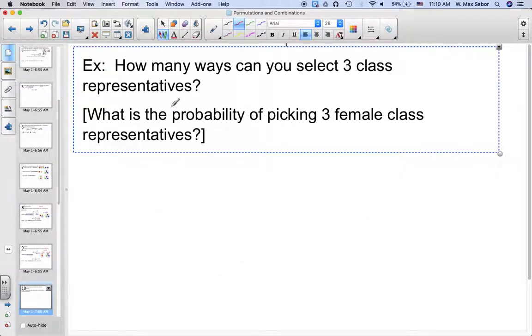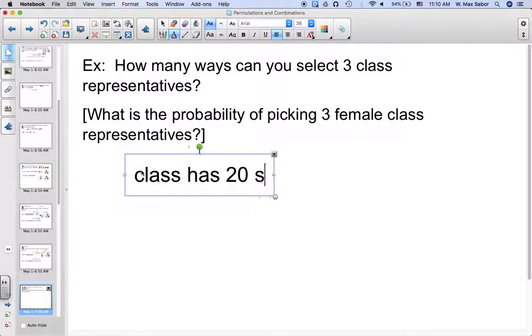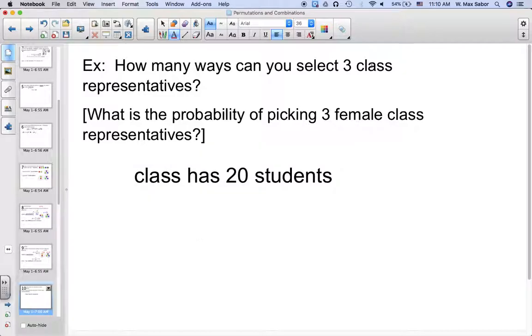So how many ways can you select 3 class representatives? Let's say the class has 20 students. Because we're selecting 3 class representatives, we're choosing 3 from 20 students. And because we don't care about who's the first representative, who's the second, who's the third, that's why we're going to use combinations. So 20 choose 3 will give us 1,140.